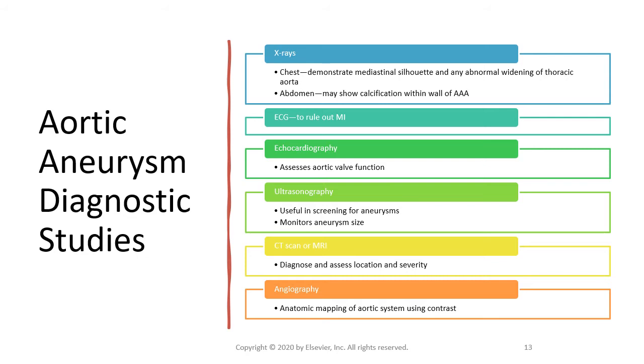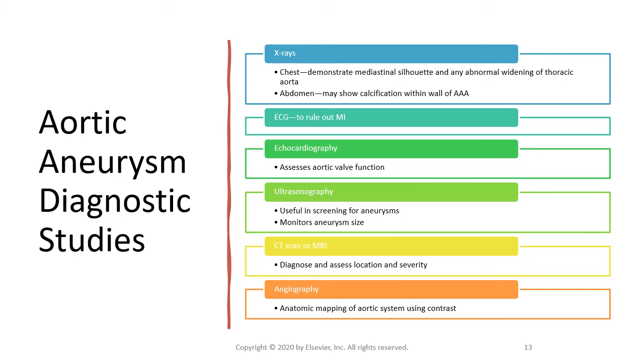Diagnostic studies for the thoracic aorta: an abdominal x-ray may show calcification of the aortic wall. An EKG may rule out MI since thoracic aneurysm or dissection symptoms can mimic angina. Echocardiography assesses the function of the aortic valve. Ultrasound is useful for aneurysm screening and to monitor aneurysm size.